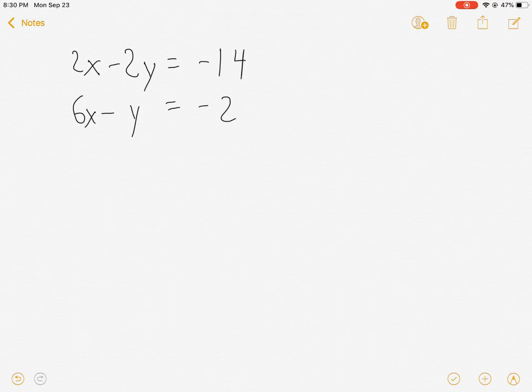This is solving two variable systems of equations, substitution method specifically though. Separate video for elimination. This is substitution only. Your first step with substitution.